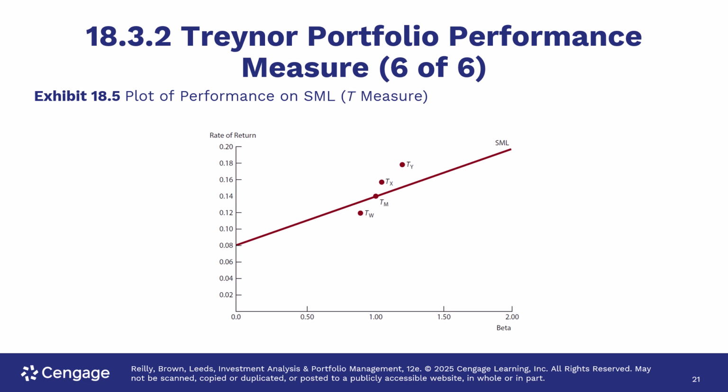Okay, here are the Treynor measures plotted for the 4 portfolios. As promised, the Treynor for the market portfolio plots directly on the SML. Beta is our relevant risk measure for the SML. Rate of return is over here. These 2 Treynor ratios are above the line. They outperformed the market on a risk-adjusted basis. Fund manager W is not getting a bonus.